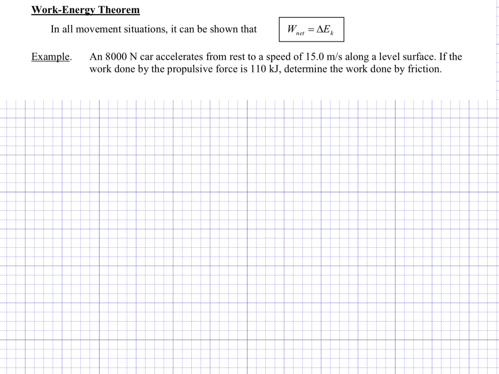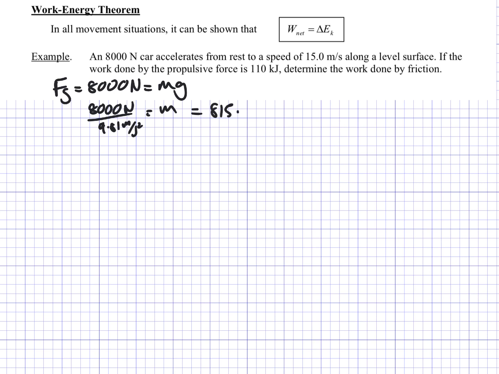Okay, second example. We have an 8,000 Newton car. Now, remember, this is actually the FG, isn't it? This is the weight. The weight of the car is 8,000 newtons, and we know that FG is equal to mg, so maybe we're going to need the mass. So 8,000 newtons divided by 9.81 meters per second squared is going to equal the mass. And that happens to be 815.49. Keep all those in there. That's kilograms.